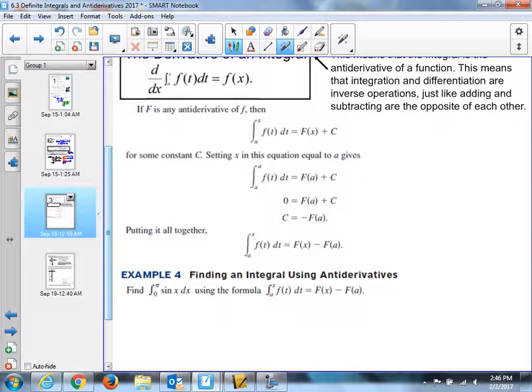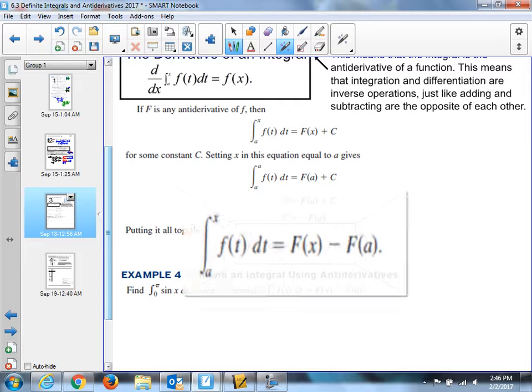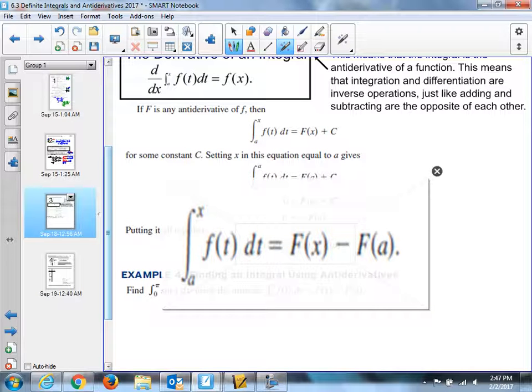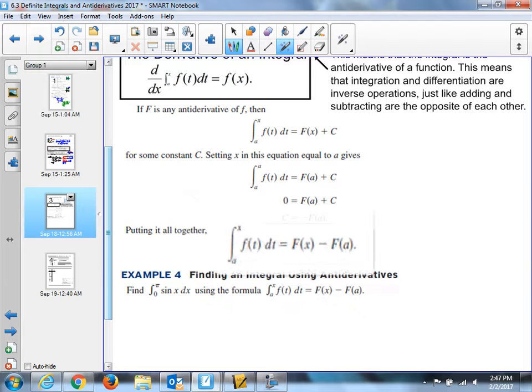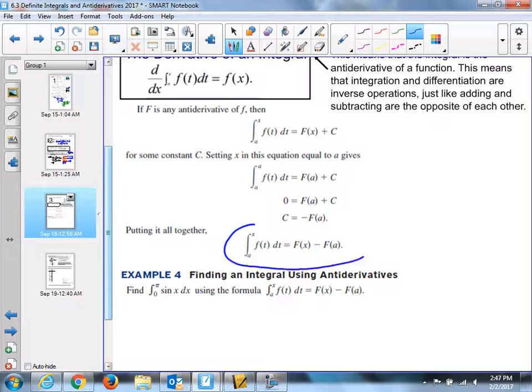But putting that all together, this is important to you. Put a box around that, and that's what we're going to use from time to time, okay? So meaning that the integral of a function basically is the antiderivative with x plugged into it minus the antiderivative with some number put into it.